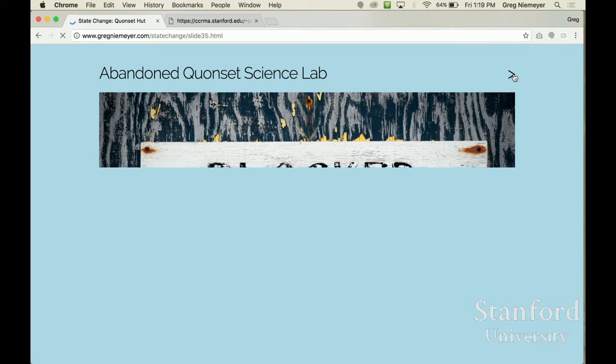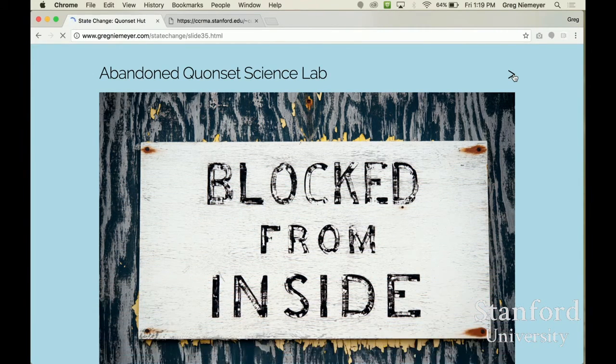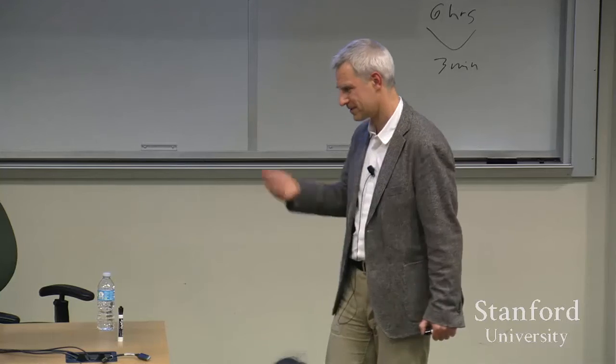And last few images here, we have an abandoned Quonset science lab, and it says on it, blocked from the inside. And when I saw that sign, I realized, wait a minute, that's exactly the challenge we're trying to deal with. That many of the things we ought to perceive, we can't perceive, not because they're not there, but because our own perceptual apparatus is too limited. We're blocked from the inside from allowing certain insights to become relevant for us. And so I was blocked from the inside because I couldn't see the Trump sign that was hanging on the door there for everybody to see.